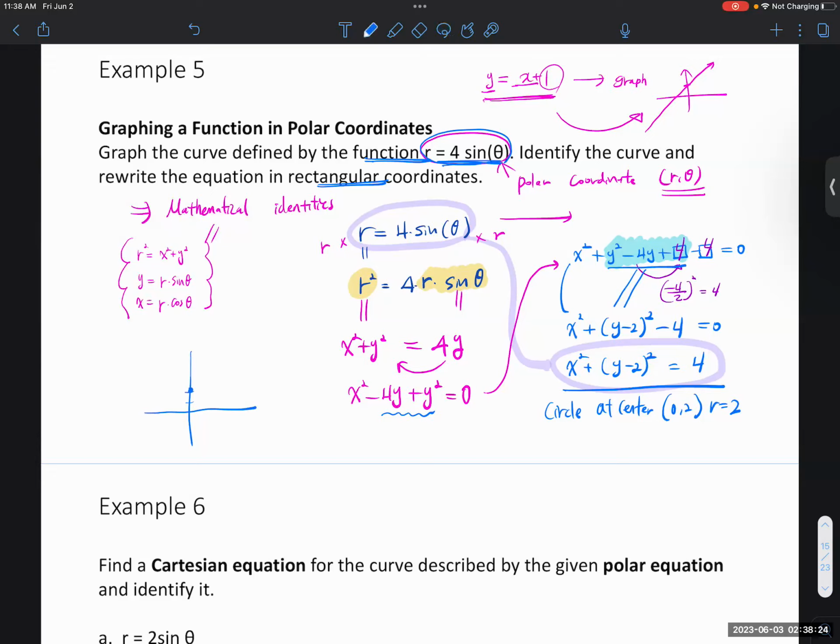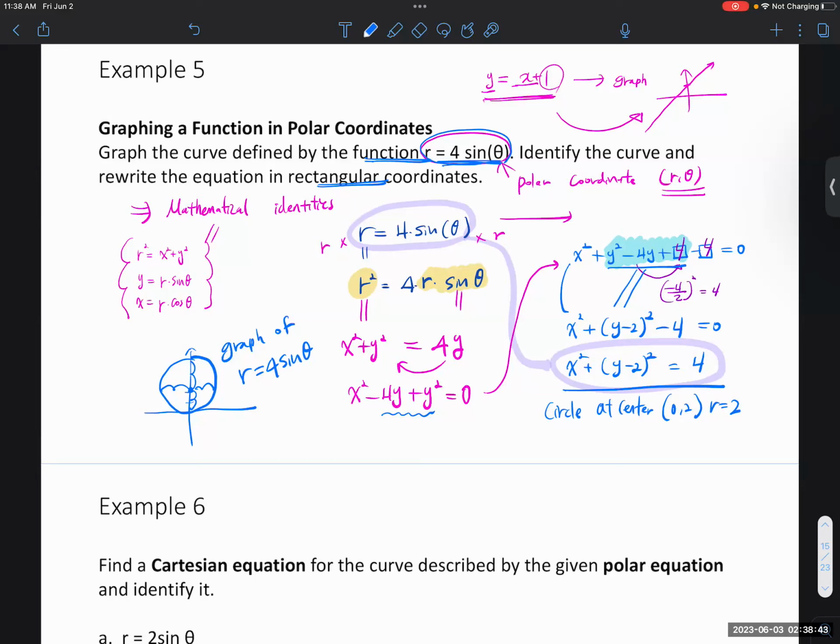And then from here, you go the radius. This is the center, 0,2. Everywhere you go 2. So this is the circle. This is the graph of r equal to 4 times the sine theta.